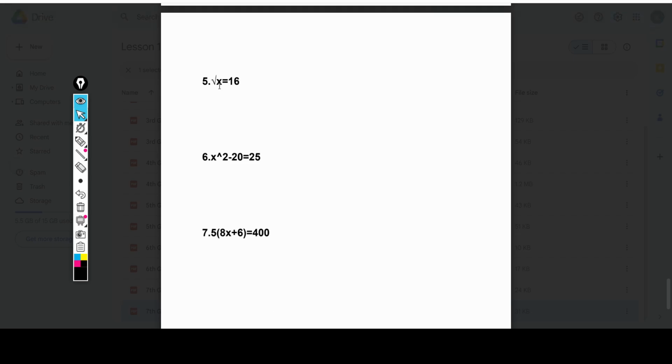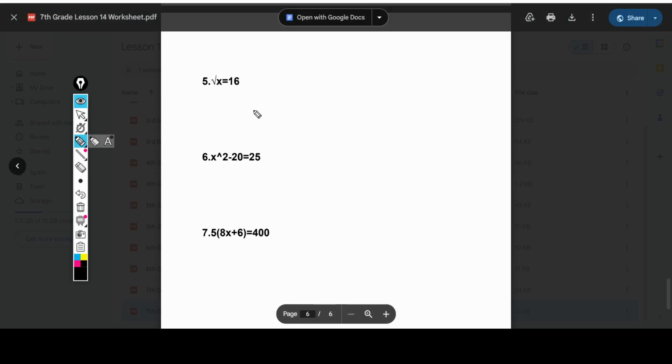And next we have square root of x equals 16. So in order to isolate the x, we need to get rid of the square root sign. So how do we do that? We square both sides. So when you square both sides, you get x equals 16 squared. You can do 16 times 16. I happen to know that it's equal to 256. So x is equal to 256. Alright.